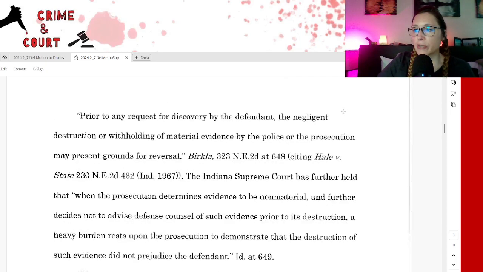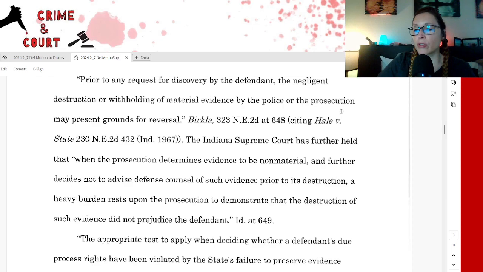Prior to any request for discovery by the defendant, the negligent destruction or withholding of material evidence by the police or the prosecution may present grounds for reversal, according to Burke law. The Indiana State Court has further held that when the prosecution determines evidence to be non-material and further decides not to advise defense counsel of such evidence prior to its destruction, a heavy burden rests upon the prosecution to demonstrate that the destruction of such evidence did not prejudice the defendant.